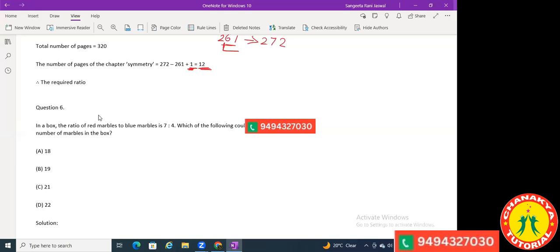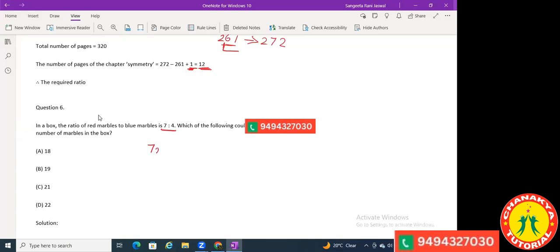Now question number 6. In a box, the ratio of red marbles to blue marbles is given. Which of the following could be the total number of marbles in the box? Out of these options, you have to find the total number of marbles in the box. The ratio is 7 is to 4.